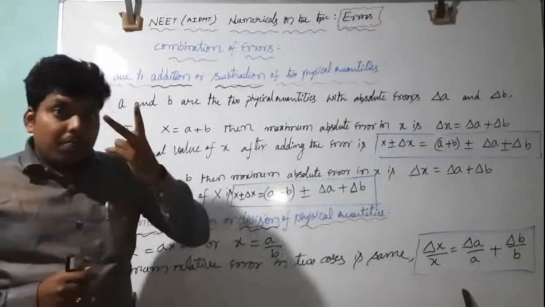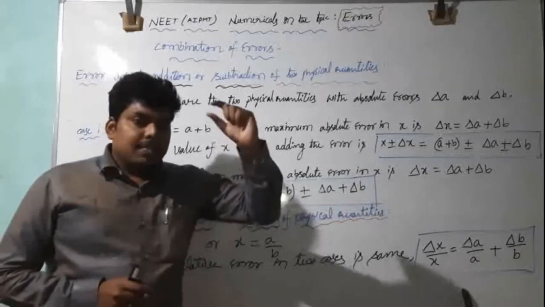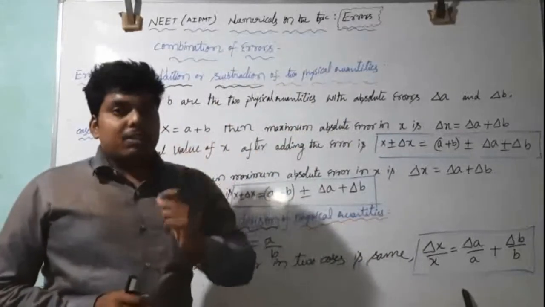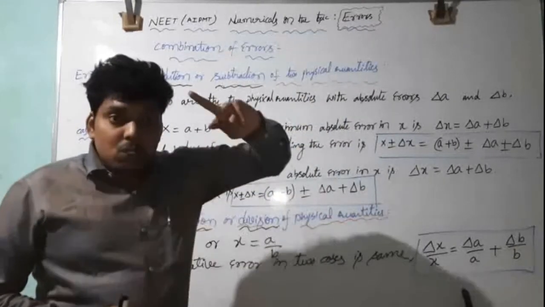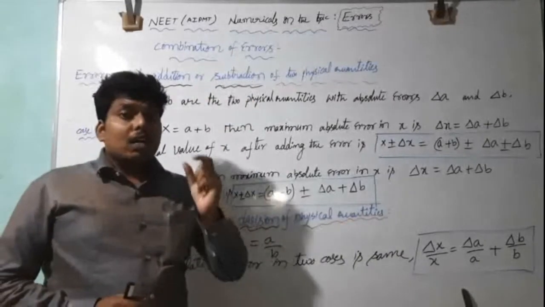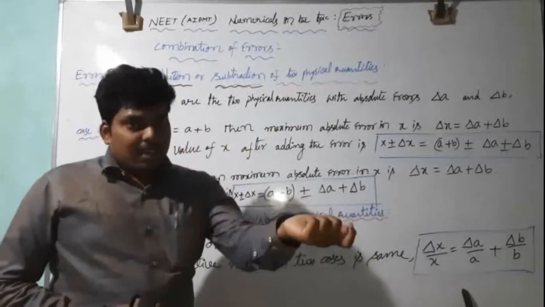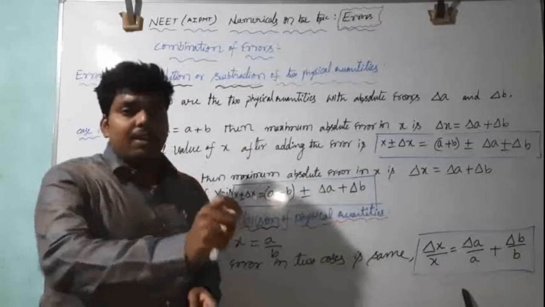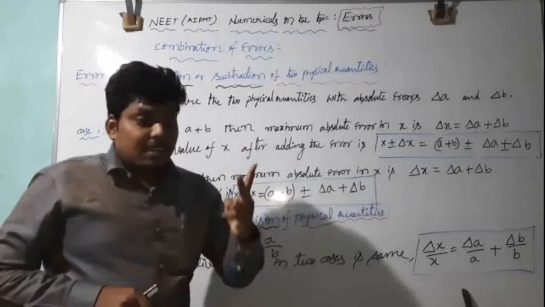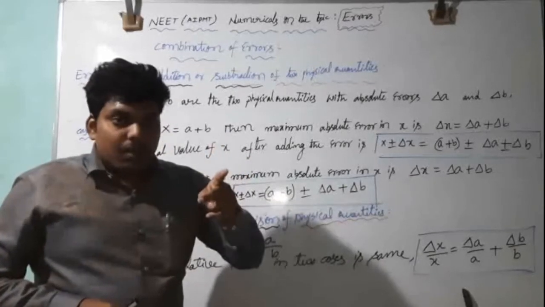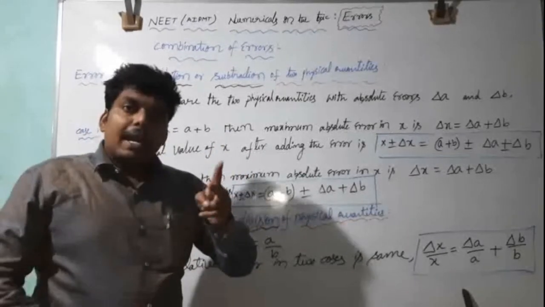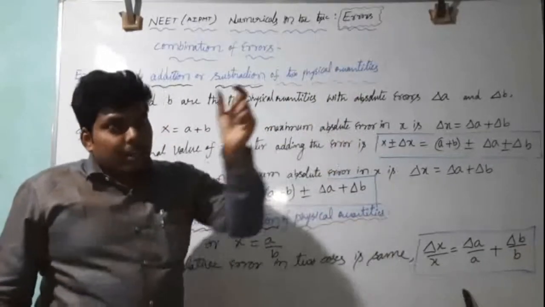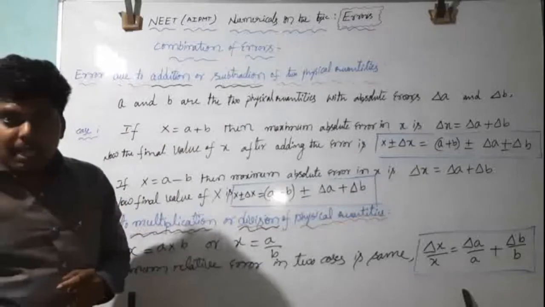Here there are two different physical quantities, displacement and time. In the displacement a certain error is there, and in the time also a certain error is there. Due to these two errors, we will get an error in the velocity. Velocity is the combination of two physical quantities, and those two physical quantities have a certain amount of error. Due to that error, there will be error in the velocity.